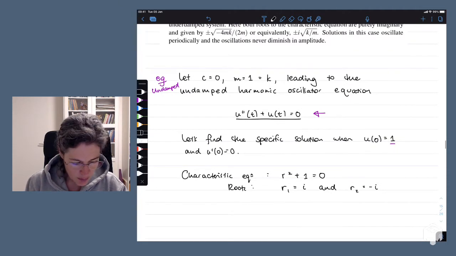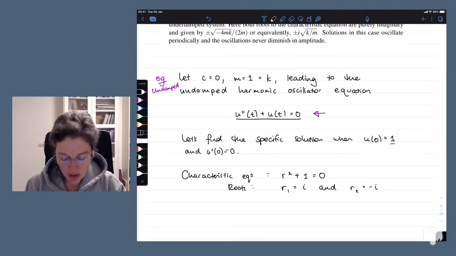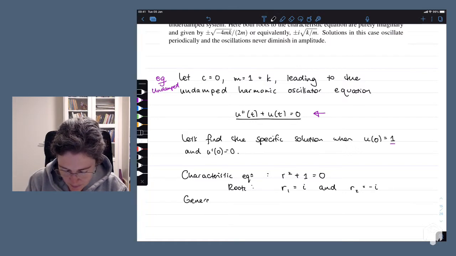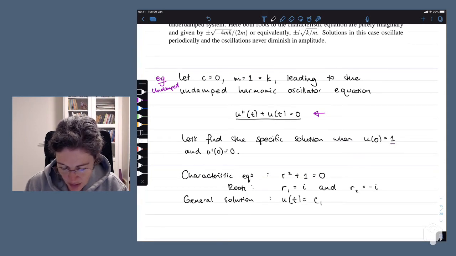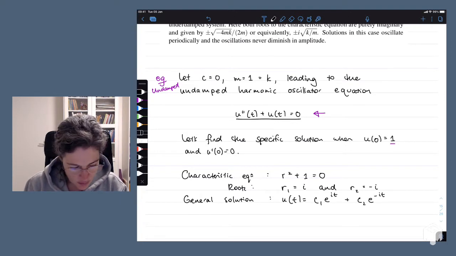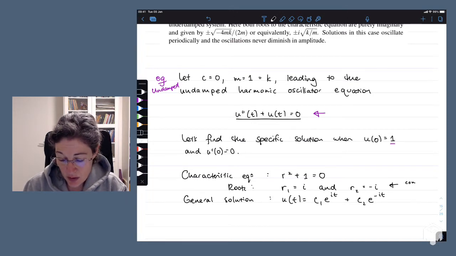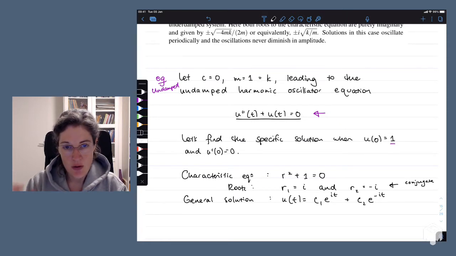Okay, so we've got our complex roots over here, so we can just go straight ahead and put this into our general solution. So our general solution is going to be u of t, which is equal to some constant c1 times e to the it, so that's with our root 1, plus some other constant c2, e to the minus it. One of the things that you will notice about our roots here is that they are conjugates of each other, and that's always going to be the case. When we have imaginary solutions, you'll have two roots and they will be complex conjugates of one another.